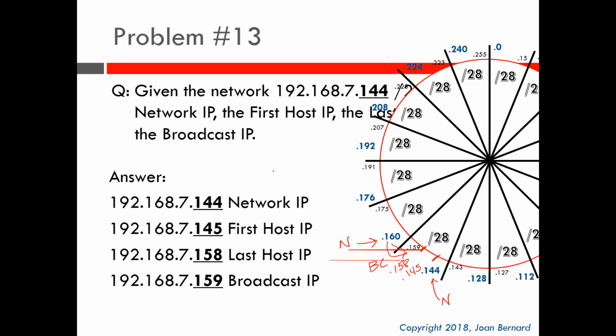So the answer here, 192.168.7.44, that's my network IP. That was given to us, so I didn't have to do anything there. I just had to add 1 to the network. There's my first host. I had to figure out where my broadcast would be, the end of those 16 IP addresses. So the last one would be 159, and then I subtracted 1 from my 159 to find my last host of .158. So that would be that range for the network 192.168.7.144 /28.